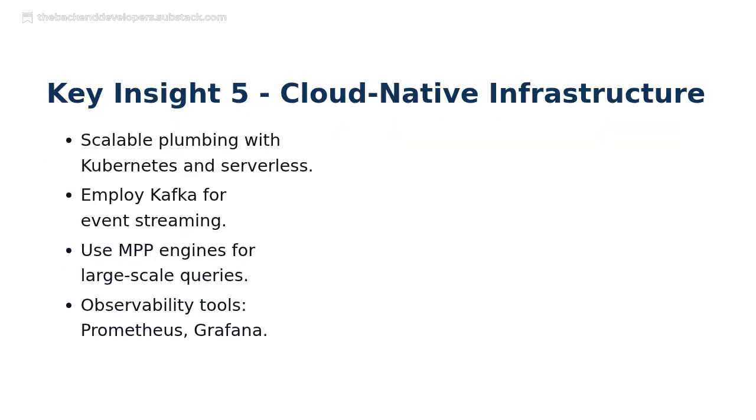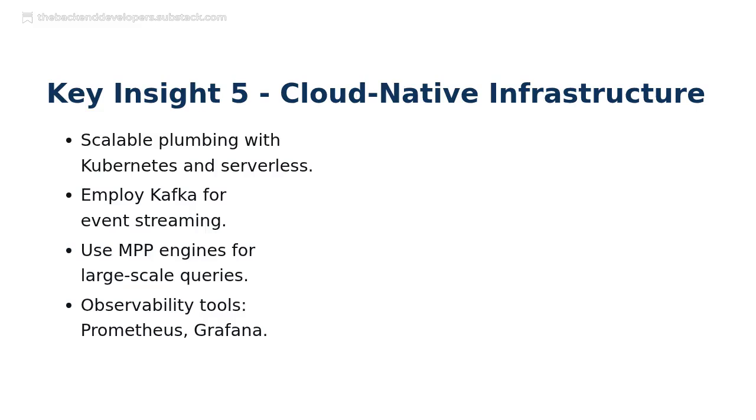Key Insight 5, Cloud-Native Infrastructure. Scalable plumbing with Kubernetes and serverless. Employ Kafka for event streaming. Use MPP engines for large-scale queries. Observability tools: Prometheus, Grafana.